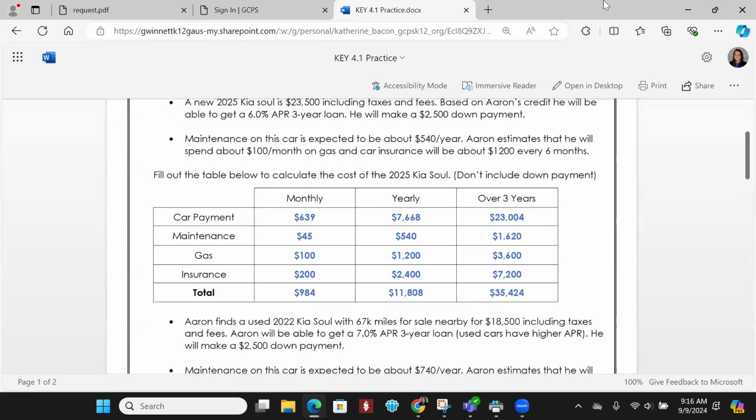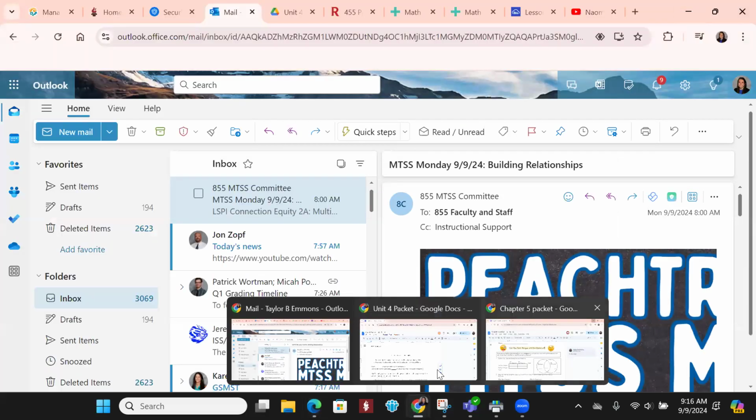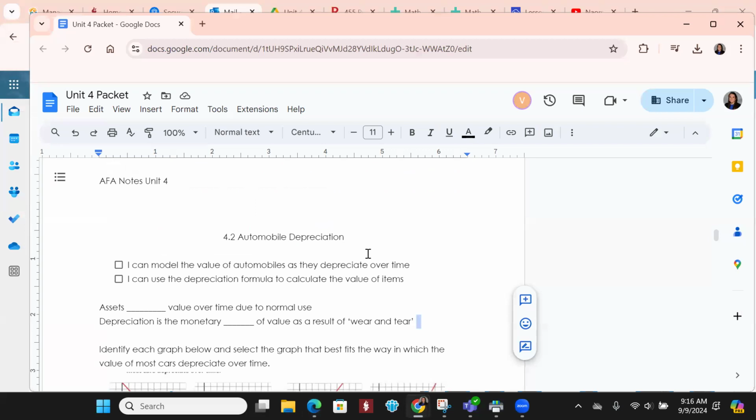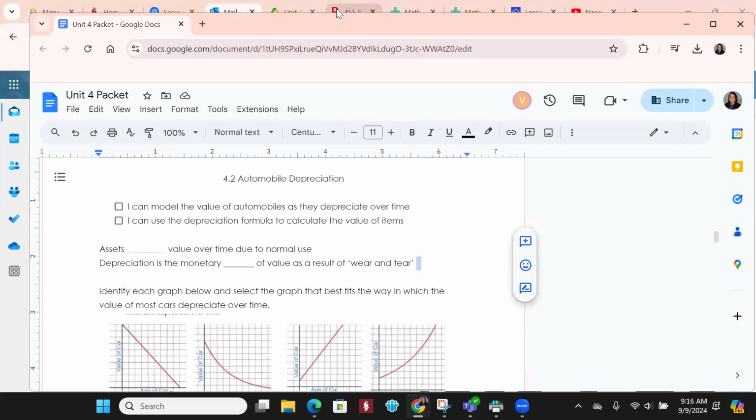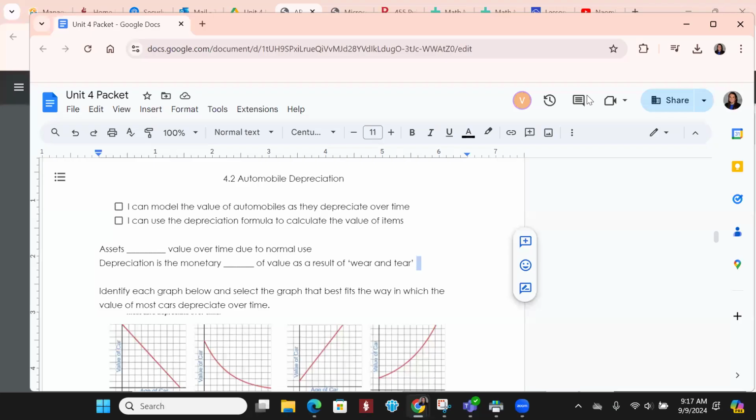Okay, we're gonna come back to that last one in just a second. So let's go ahead and do our notes for today. We're talking about automobile depreciation. So go ahead and find that. All right, so I can model the value of automobiles as they depreciate over time. I can use the depreciation formula to calculate the value of items.